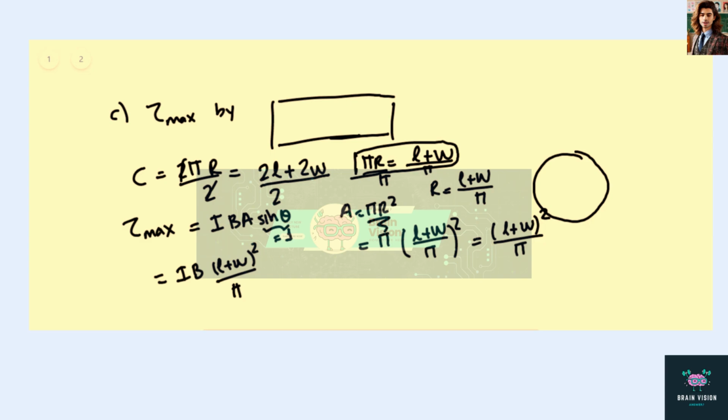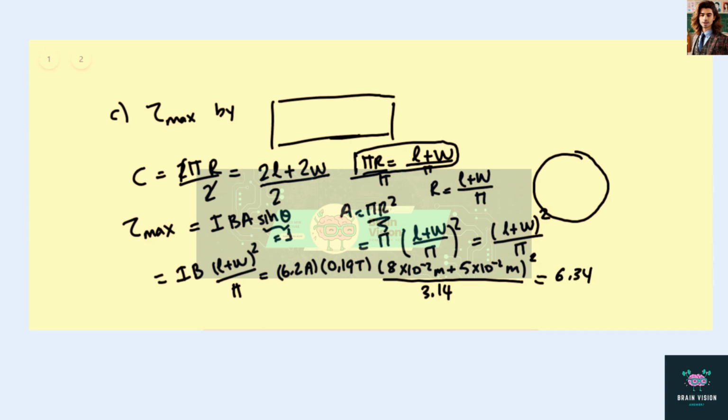Now we're going to plug in for current and the magnitude of the magnetic field, so 6.2 amps times 0.19 Tesla, times 8 times 10 to the power negative 2 meters plus 5 times 10 to the power negative 2 meters, squared, over 3.14. When we do this calculation, we're going to find the maximum torque to be 6.34 times 10 to the power of negative 3 Newton meters.